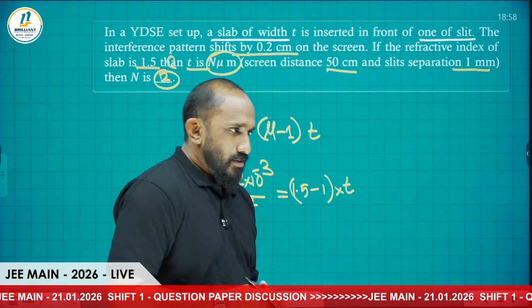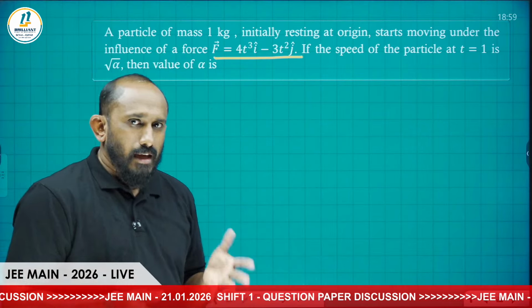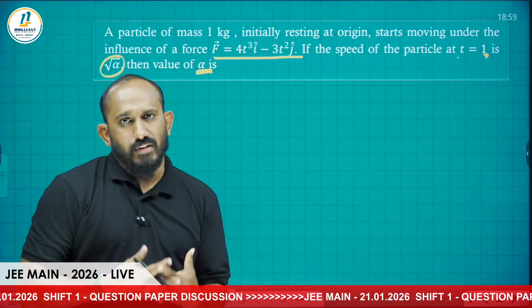A particle of mass 1 kilogram, initially resting at origin, starts moving under the influence of a force F equal to 4t cube i minus 3t square j. So force is given in vector form, i and j. It is initially at rest and mass is given. If the speed of the particle at t equal to 1 second is root alpha, then what is alpha? You have to find the magnitude of the speed.